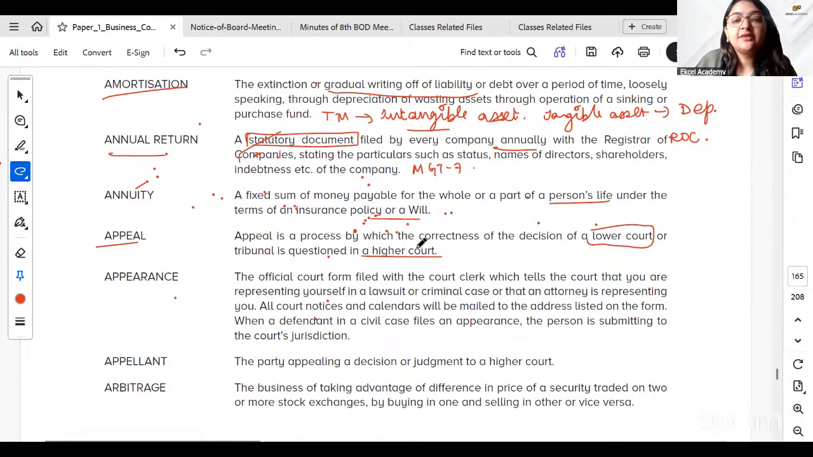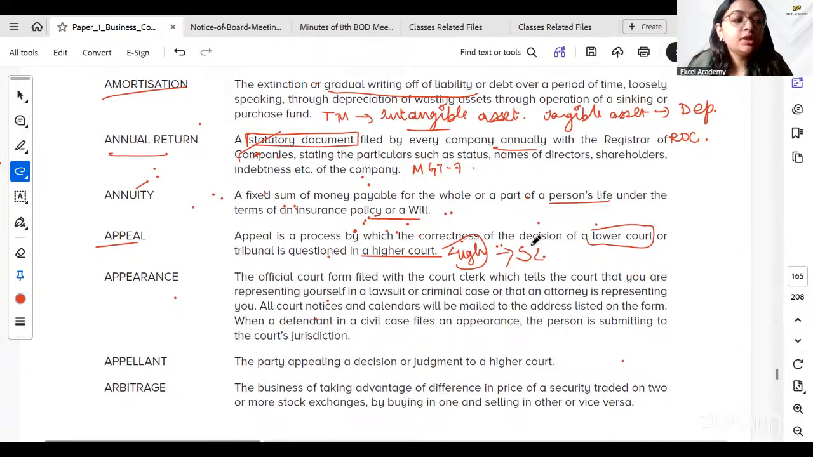Okay, so let's say, for example, your case was being fought in the high court and you are not happy with it. Then you will go to your supreme court. So this is very important. If you are not satisfied with the decision that was given by, say, the high court, then you are going to go to your supreme court to get the decision in appeal, right?